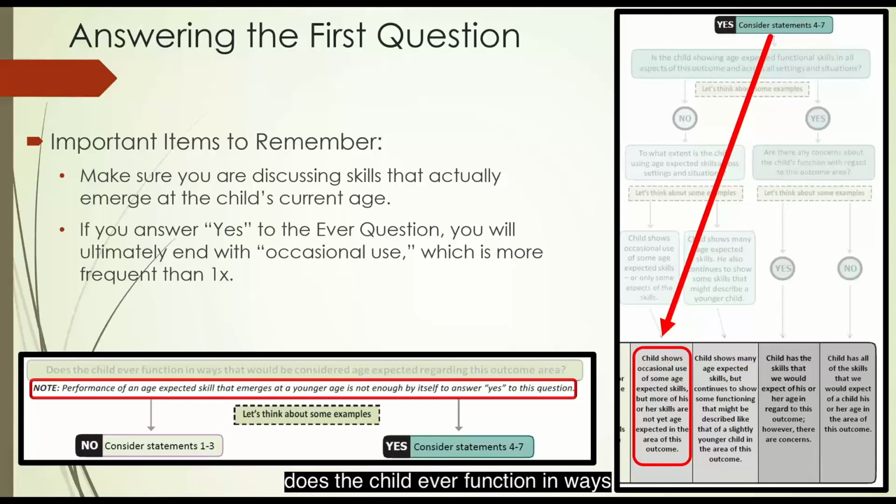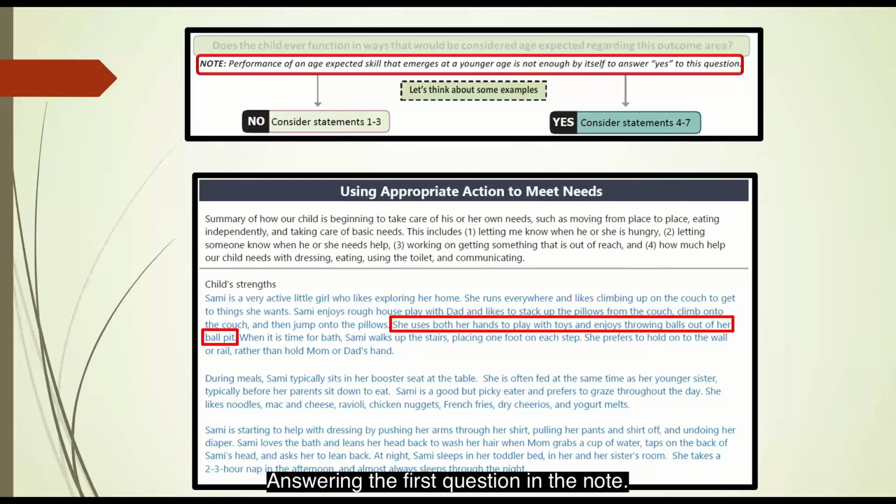does the child ever function in ways that we consider age expected? We're not asking if the child has ever done a specific age-expected skill a singular time. If a 10-month-old child only says dada once, we wouldn't necessarily answer yes to this. We're asking, do they utilize any of the skills that we consider age expected with some consistency to meet that occasional use of some age-expected skills criteria? Answering the first question in the note.